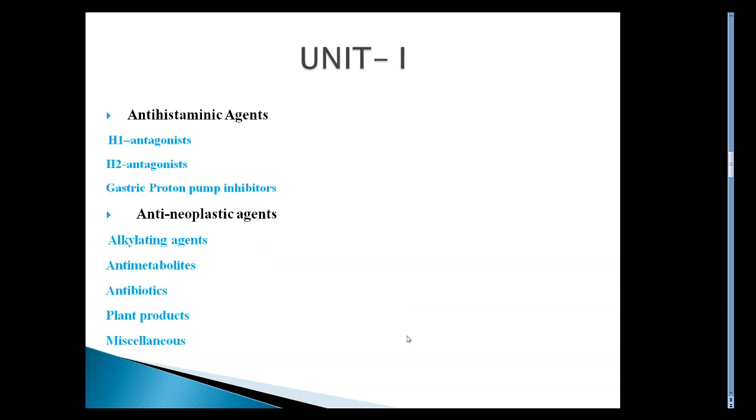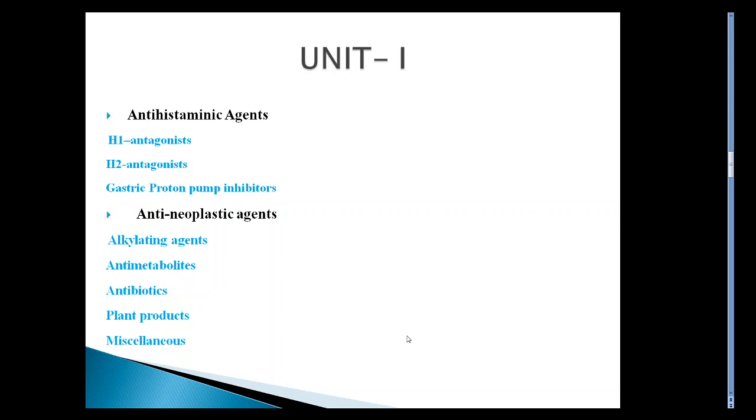Now we will come to the introduction of the different units which we cover in our pharmaceutical medicinal chemistry syllabus. So basically the syllabus is divided into 5 parts, unit 1 to unit 5. We will discuss the outline of each unit in this particular presentation. In unit 1, we will cover 2 basic categories of drugs. Those are antihistaminic agents and antineoplastic agents.